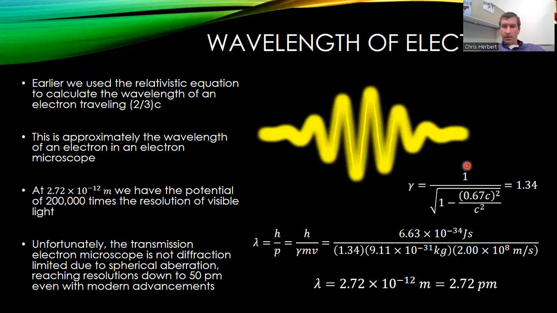Again, going back to relativity, if we plug in 2/3 the speed of light, we get a Lorentz factor of 1.34. We know that the wavelength is going to be equal to Planck's constant over the momentum. We've got to use relativistic momentum here because it's going very, very quickly. And we plug it into here. And for these types of electrons, we get 2.72 picometers.